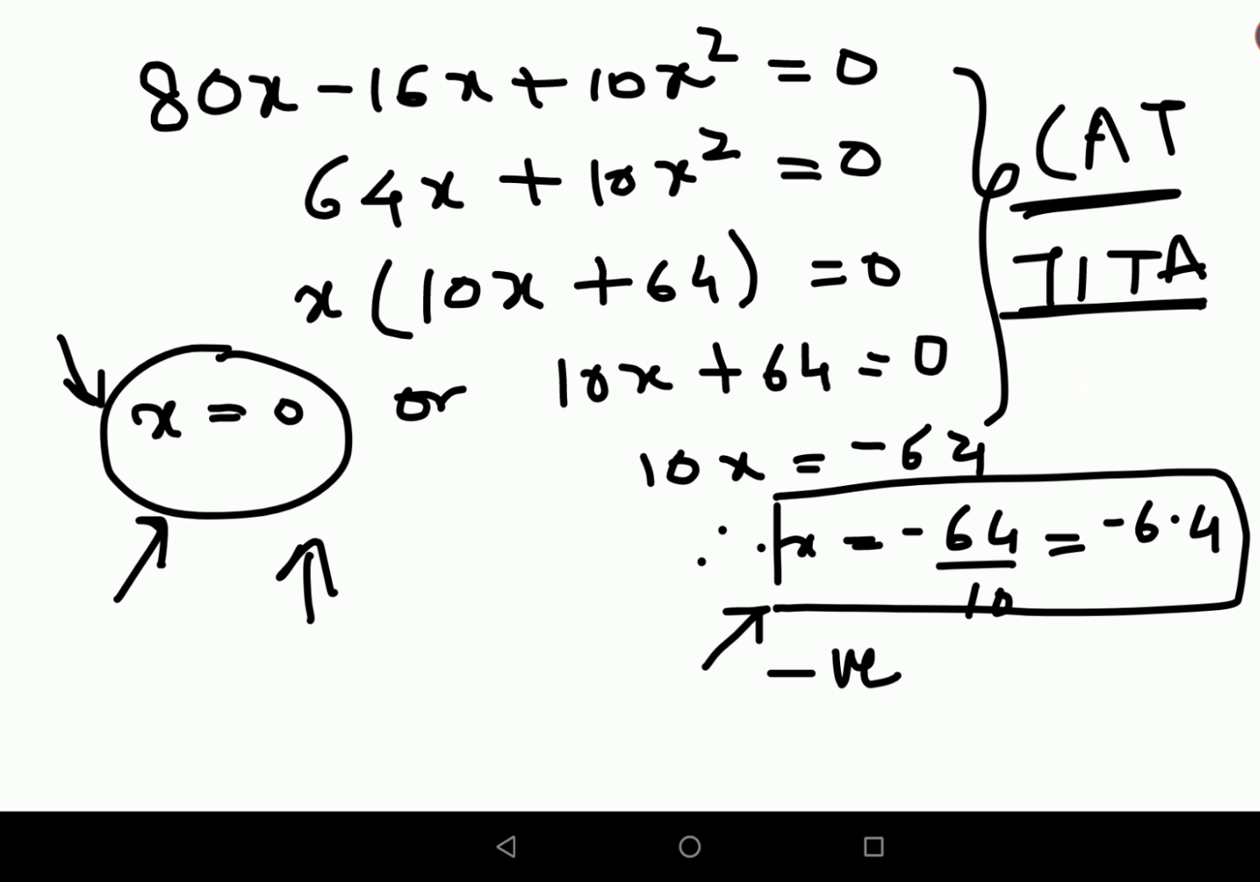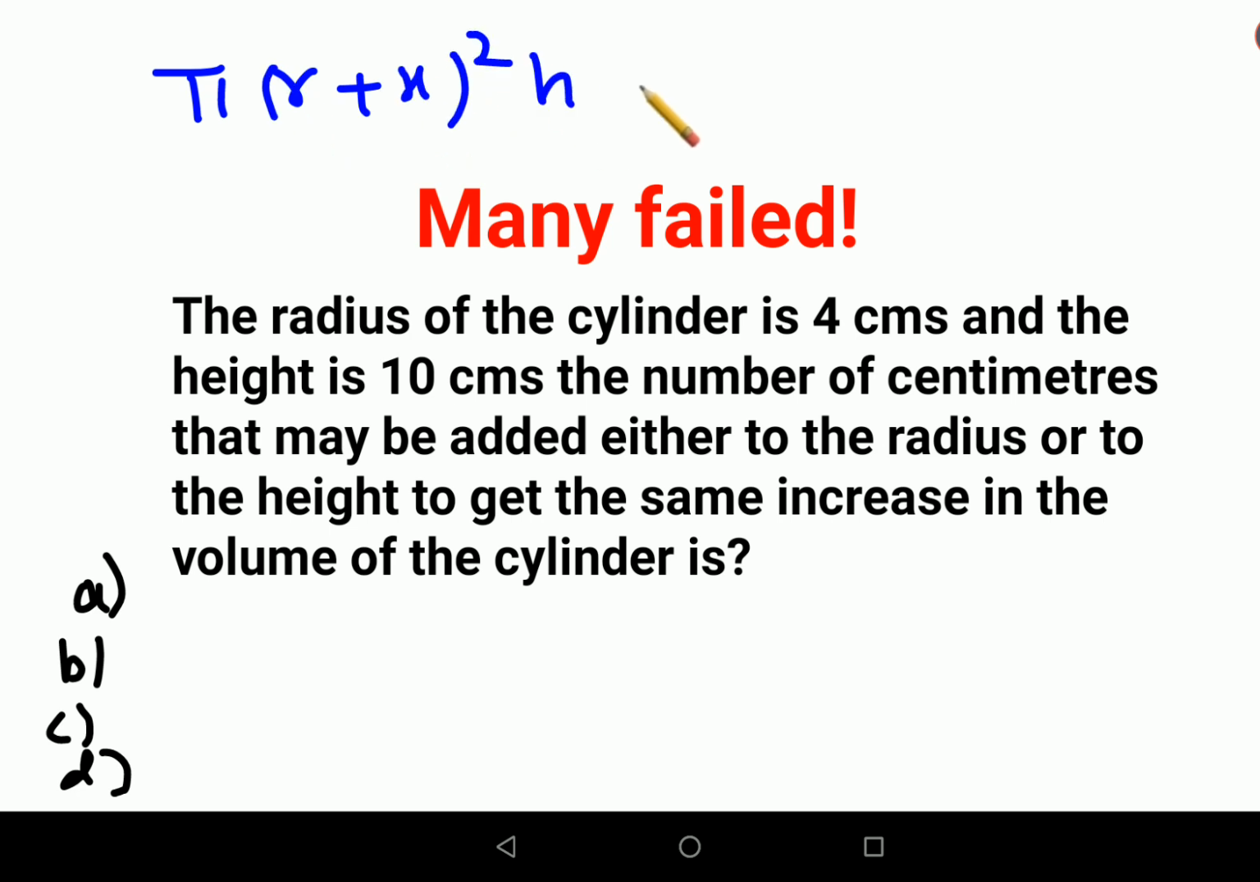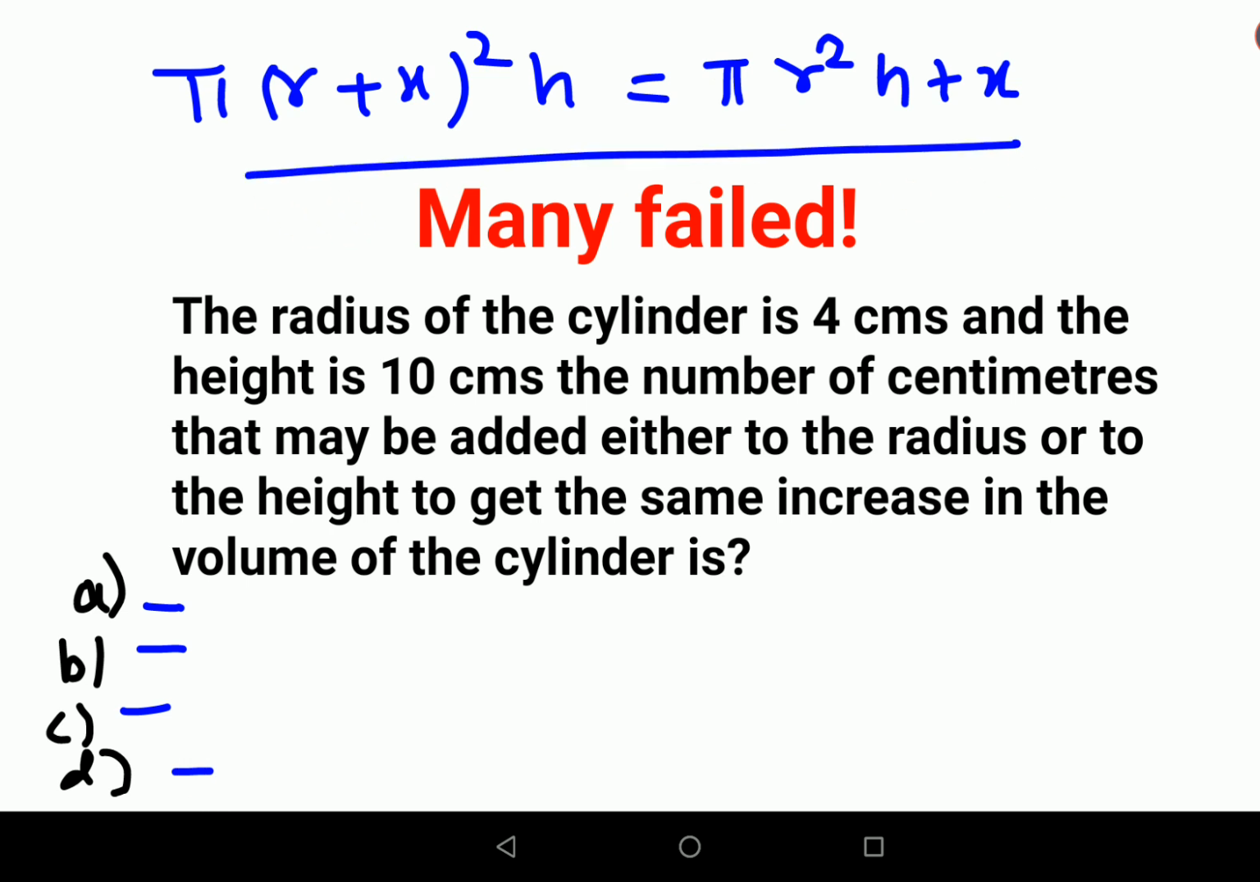Please understand, in such a scenario where they have given you the options A, B, C, and D, I would recommend that instead of doing all of what we just did, you just had to do this: pi (r plus x) the whole square into h equals pi r square into (h plus x), and all you had to do was put all of these values in and check for which value this equation comes out to be true.